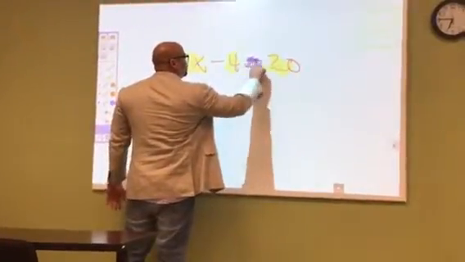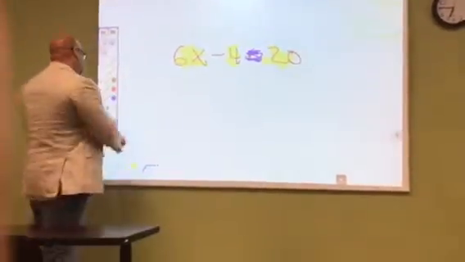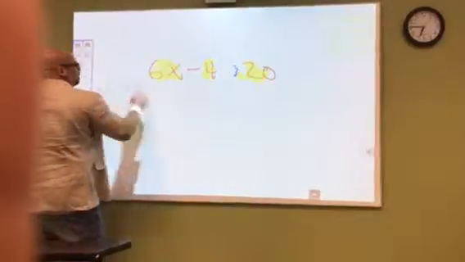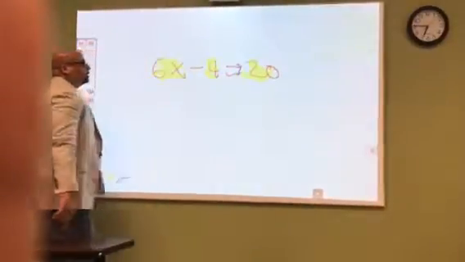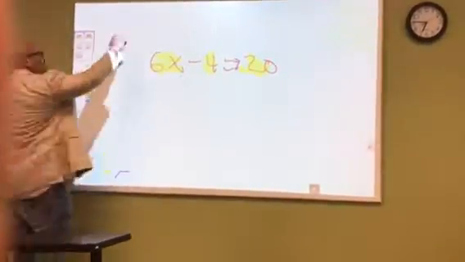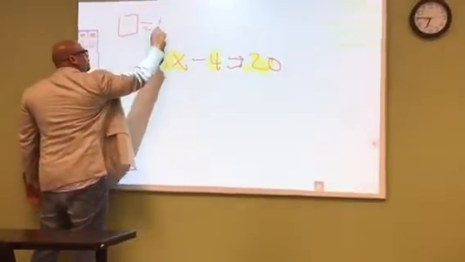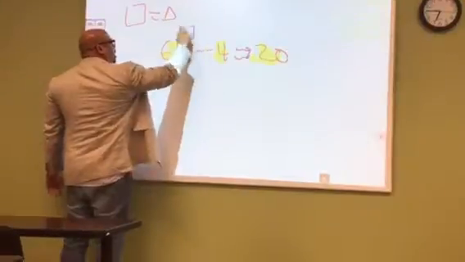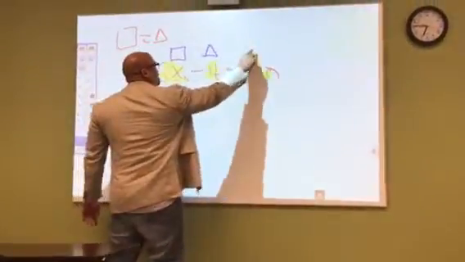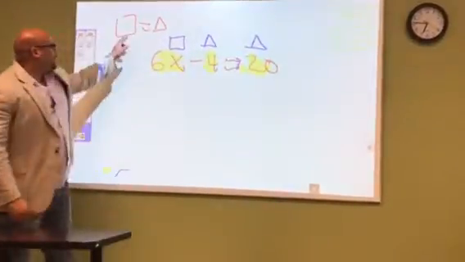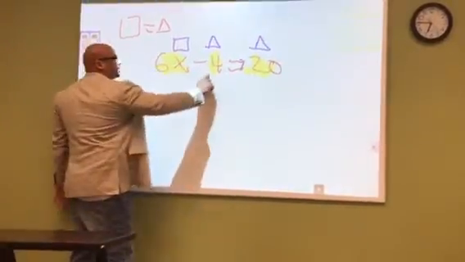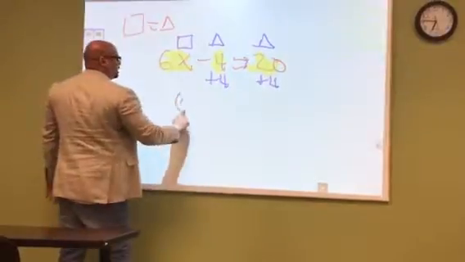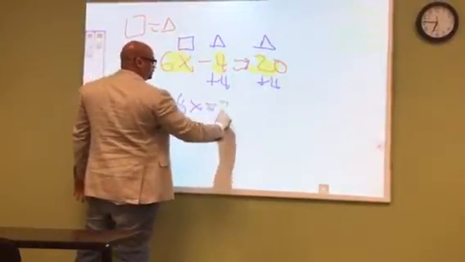Tell me what to do. You have to bring the 4 over, but I always want to be with square equals what? Triangle. This is square, triangle, and triangle, right? So we're not yet at square equals triangle. So we do what? Plus 4. Very good. And then plus 4, and we're left with 6x equals what? 24.